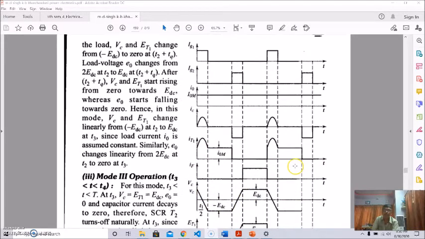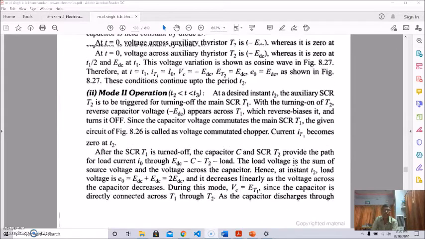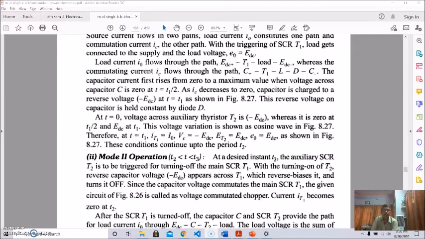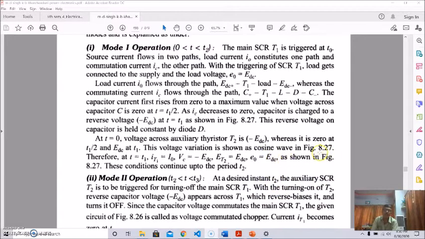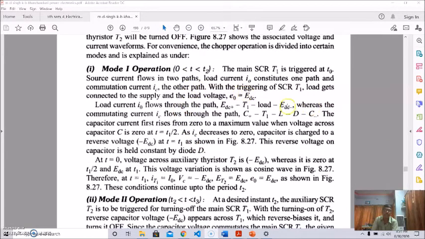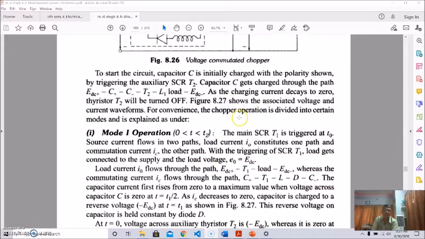Clear? So basically, voltage and current are shown here. In this figure, the reverse voltage, the capacitor current first, then the load current. This is where the load gets connected. For that you have to consider these operations in this way. For convenience, the chopper operation is divided into certain modes, which are discussed here.